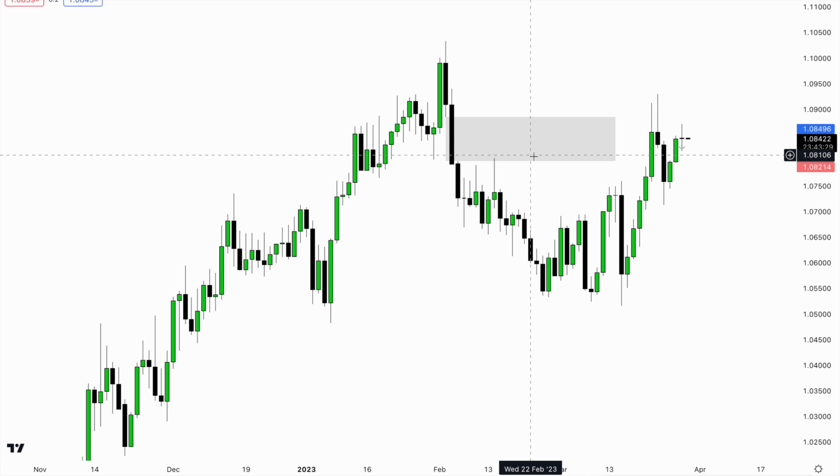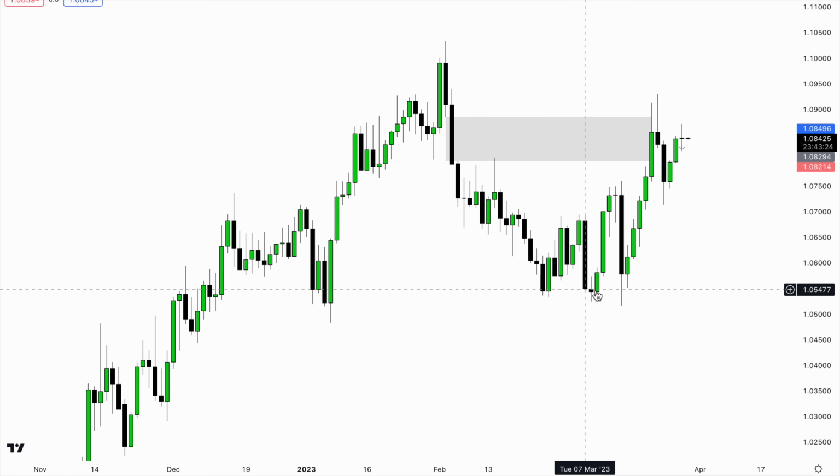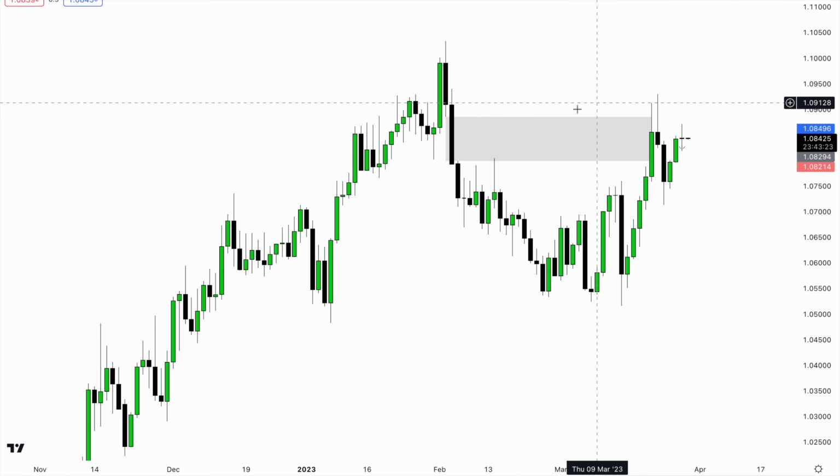This is inefficient price. Price hasn't been delivered efficiently here. So what do we expect? Price to eventually come back up and fill this. This is when it's filled.